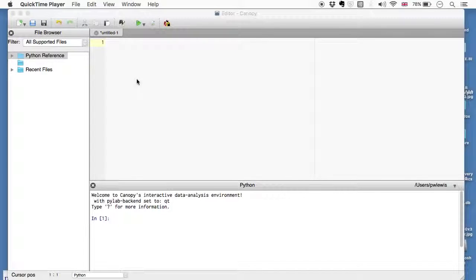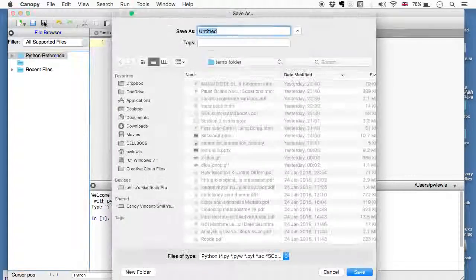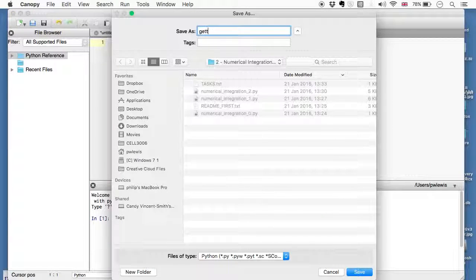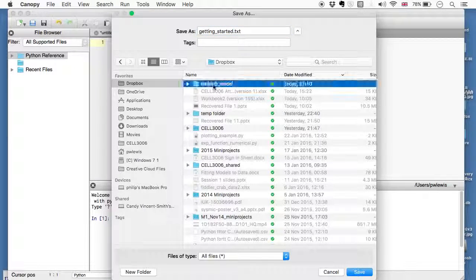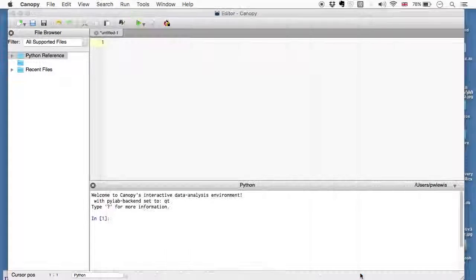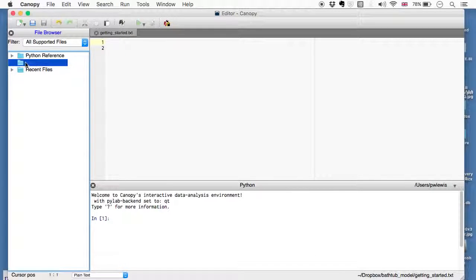Okay then, so I'm just going to run through how we would code up the bathroom model. So the first thing I'm going to do is save the file I'm in. I'm going to call this getting started. So this is a text file, and I'm going to save it in a folder that I've called bathtub model. Save. Now what's nice to do is add that folder into my file browser here.